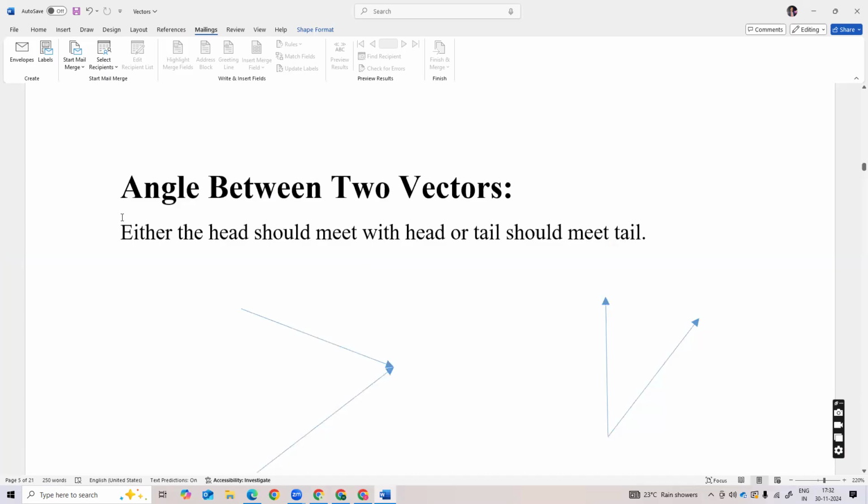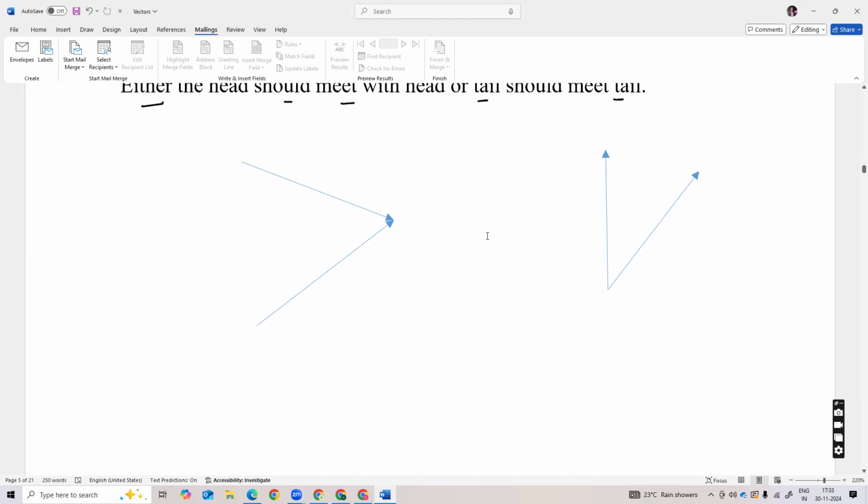Now let's see the angle between two vectors. To measure the angle between two vectors, either the head of one vector should meet with the head of the other vector, or the tail of one vector should meet with the tail of the other vector. So here, let's say you have a vector A and vector B. In this case, let's say the angle is 30 degrees, and we can say this is the angle between these vectors because the heads of these two vectors are meeting.